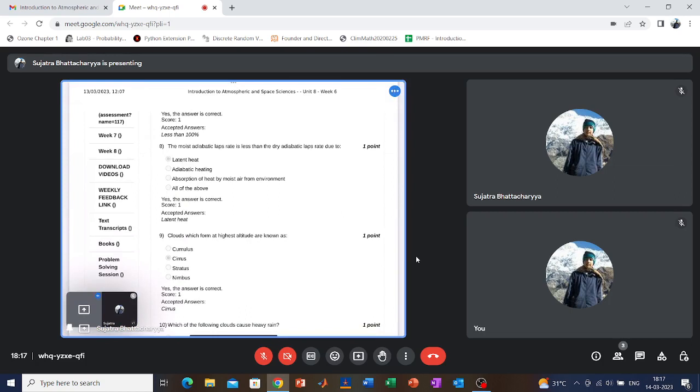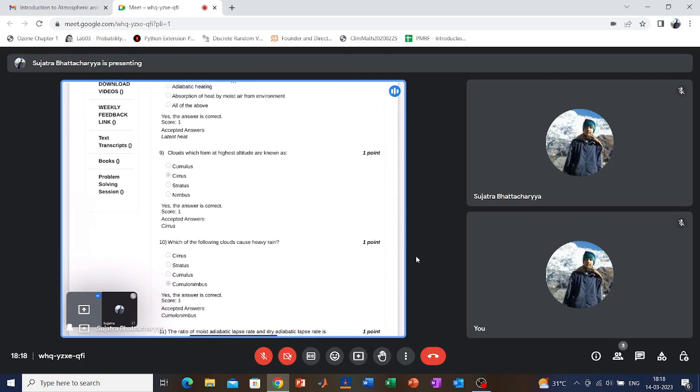Ninth question represents clouds which form at highest altitude are known as cirrus cloud. As I've already shown you the entire picture of the clouds in the previous session, it will be easier for you to guess the actual answer, because cumulus is a lower level cloud but developing cloud, and that develops into cumulonimbus. Cirrus clouds are the only clouds which are at the top, with a very fine thread-like structure. Stratus clouds are lower level clouds, and nimbus clouds are the rain-bearing clouds, which happen to be at the lower level. Therefore, the correct option here is cirrus, which is formed at higher altitudes.